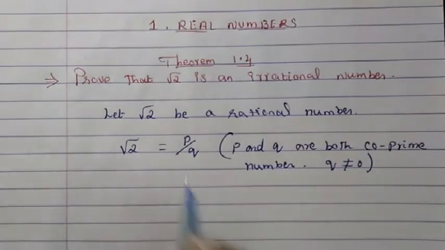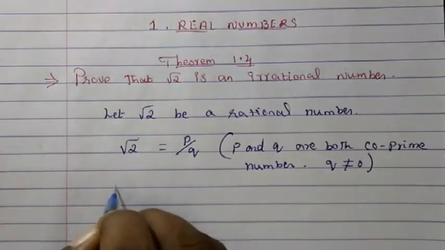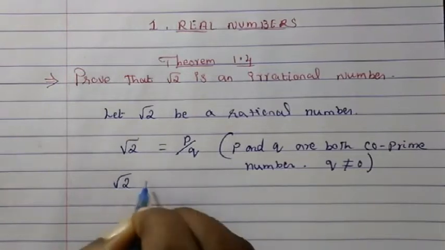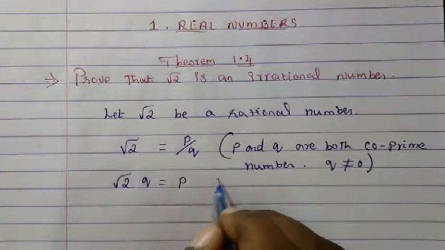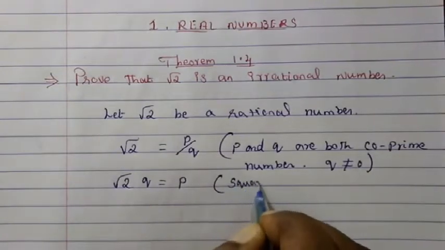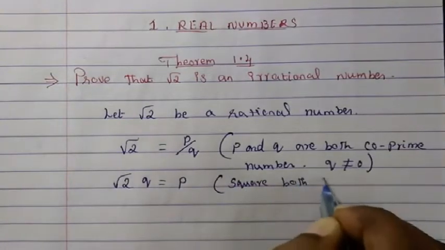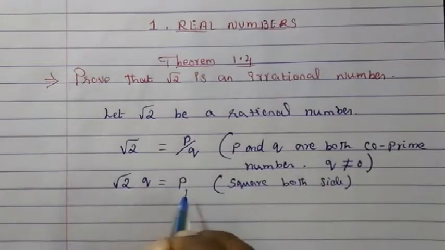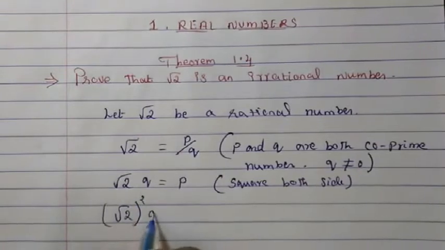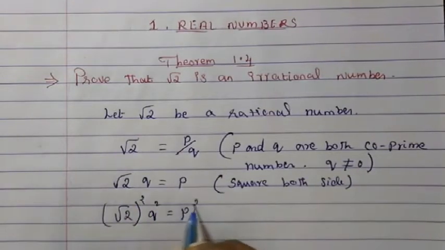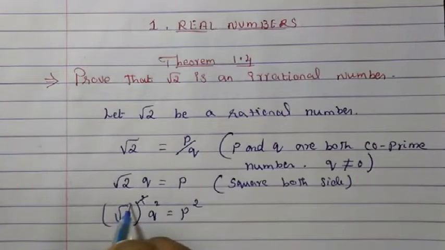So let's now bring this q to this side. So we write root 2 q, and p remains on the same side. Now let's square both sides. When we square both sides, we'll get root 2 squared, q squared, and p squared. So when we remove the square, the root will go. So what we will get? 2q squared equals p squared.